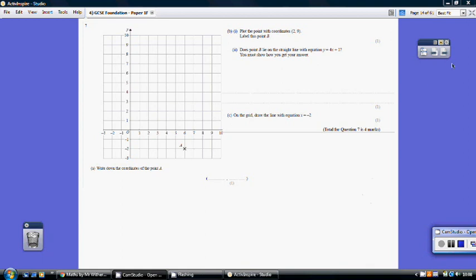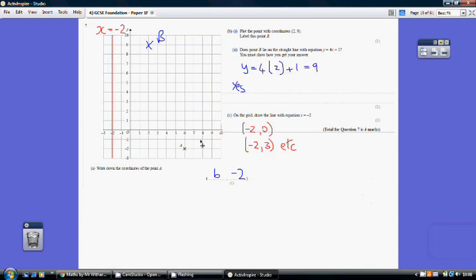Question 7. So first of all, we've got to write down the coordinate of A. Well, that's 6 along the corridor, 2 down the stairs. So that's 6, minus 2. Now for part B1, plot the point with the coordinate 2, 9. So that's 2 to the right and 9 up.